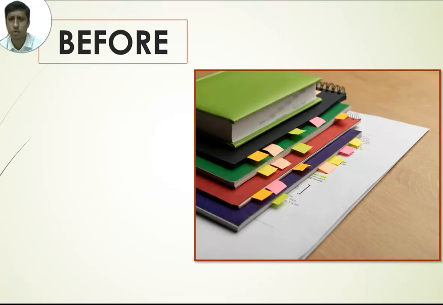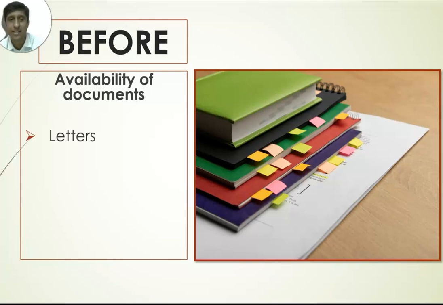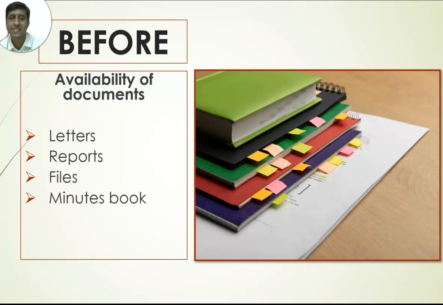Now here are a few books, papers, files. What do you think? Why is this picture shown? Yes, even these things are to be kept ready. Now, what are the formal documents that are required for the meeting? So the secretary has to ensure that these things are available. Now what are those things? Letters, reports, files, minutes book, proxy forms, books of accounts.